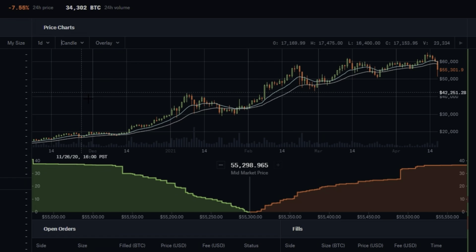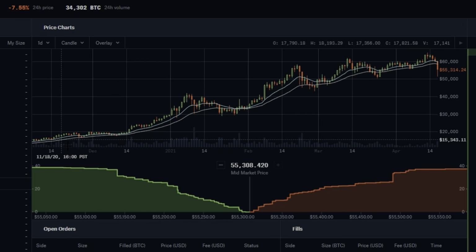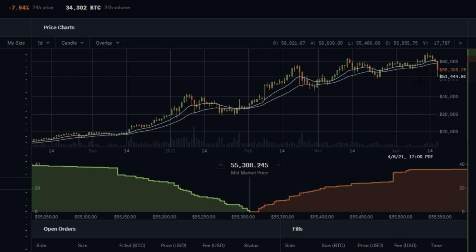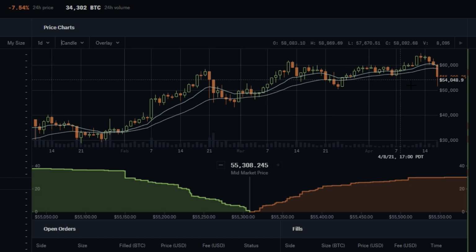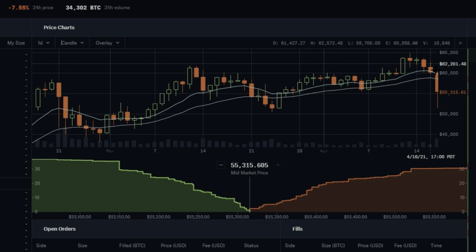The moving averages constantly converge. So if it's above, you can count on it going back down. If it's below, you can count on it going back up, assuming the market isn't in a devastating crash or an out of control bull run.